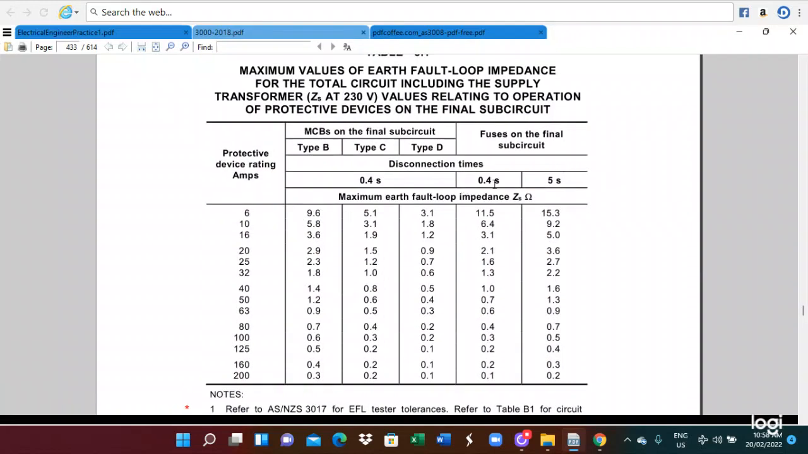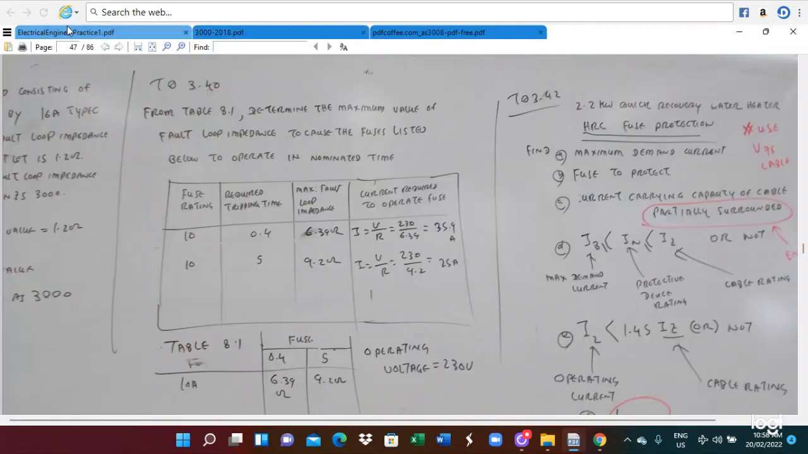So for 10 ampere, 0.4 second, the impedance is 6.40. This is the fault loop impedance we calculated. With the supply voltage at that level, dividing by the fault loop impedance, you get the current, 35.4 ampere. So the current is calculated.